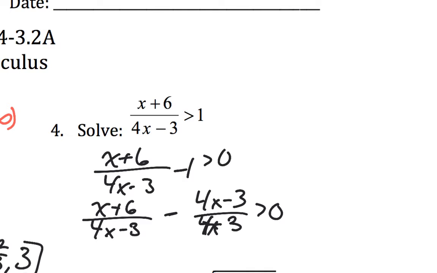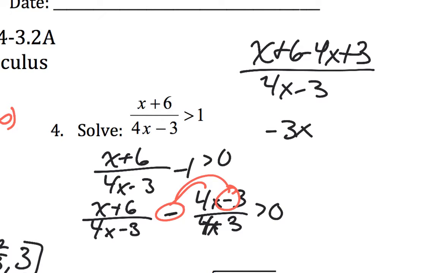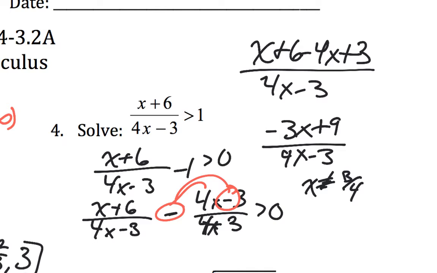So then I can combine my fractions. I get x plus 6 minus 4x plus 3, because I needed to take this negative and distribute it to both, so that made that a plus instead of a minus, all over 4x minus 3. So the numerator simplifies down to -3x plus 9 all over 4x minus 3. So x cannot be, in the denominator, 3/4.